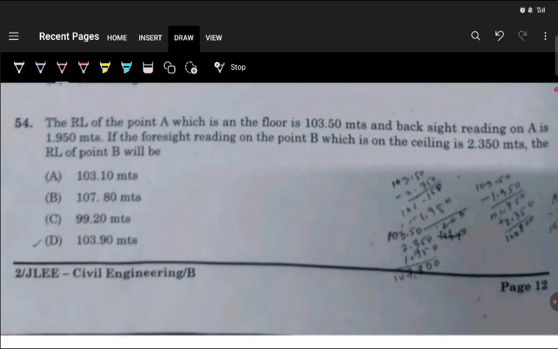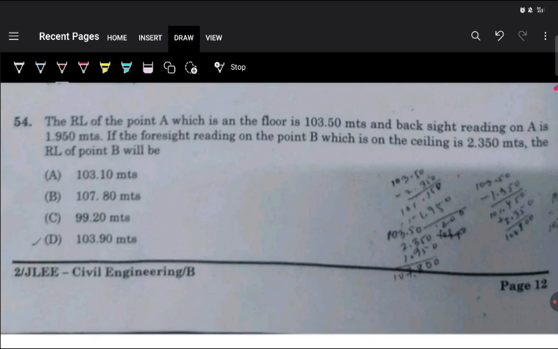Coming to the next question, the RL of the point A which is on the floor is 103.5 meters, and the backsight reading on A is 1.950 meters. If the foresight reading on the point B which is on the ceiling is 2.350 meters, the RL of point B will be. So let us do this question.